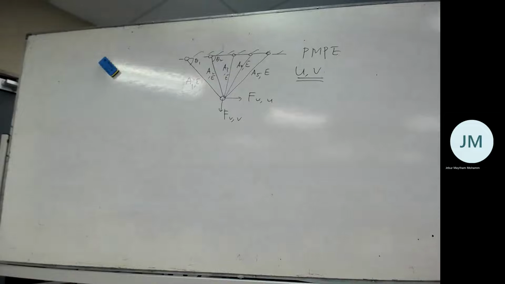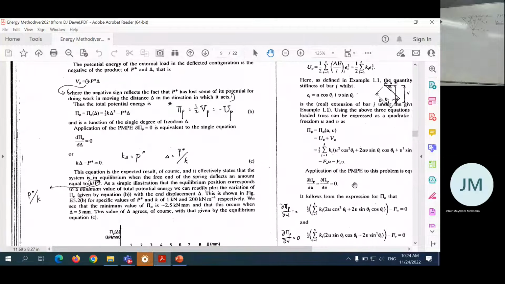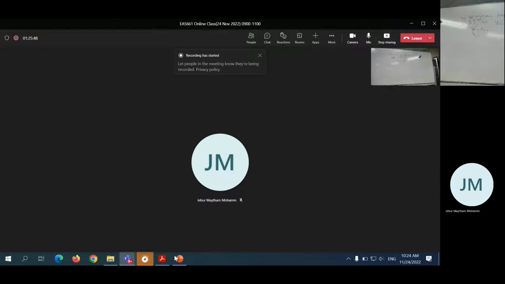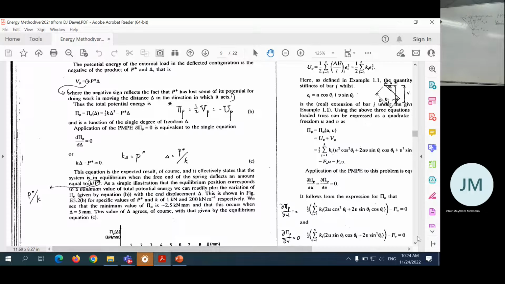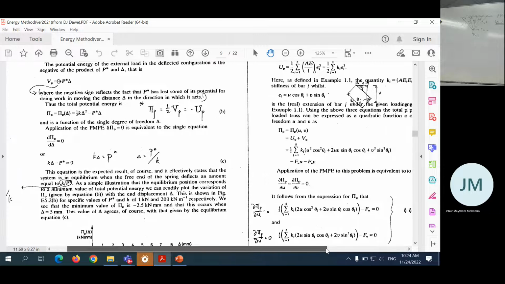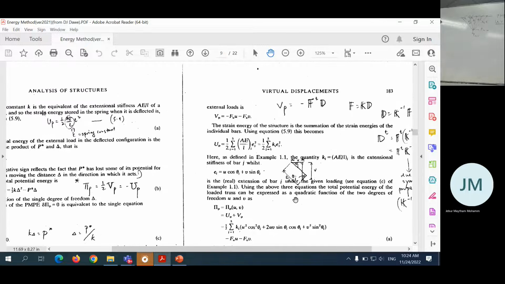So this is the problem which is used in this example. And I just want you to go through that solution process. It is written very clearly in this page here. You can refer to this particular page 183, where they give you the potential energy of external load. You have two loads here, which are FU and FV. That's why they give us FU and FV.